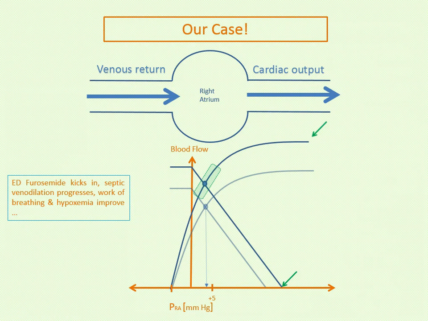Maybe the furosemide is causing some venodilation, as was shown in the classic study by Dr. Dixit in the New England Journal of Medicine in 1973. Let's say septic venodilation starts to progress, so she starts to lower her mean systemic filling pressure, and let's say that you put her on some BiPAP, so her work of breathing and therefore her intrinsic adrenergic stimulus goes way down. So her venous return curve shifts leftwards for all of those reasons, that venodilation and the loss of volume.